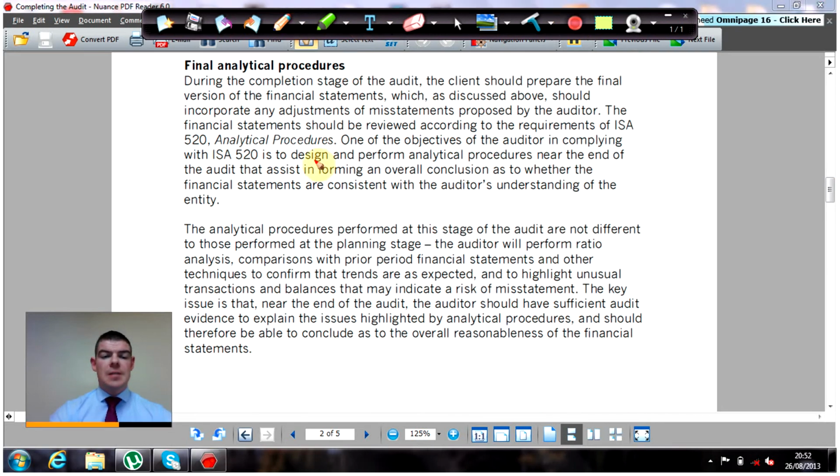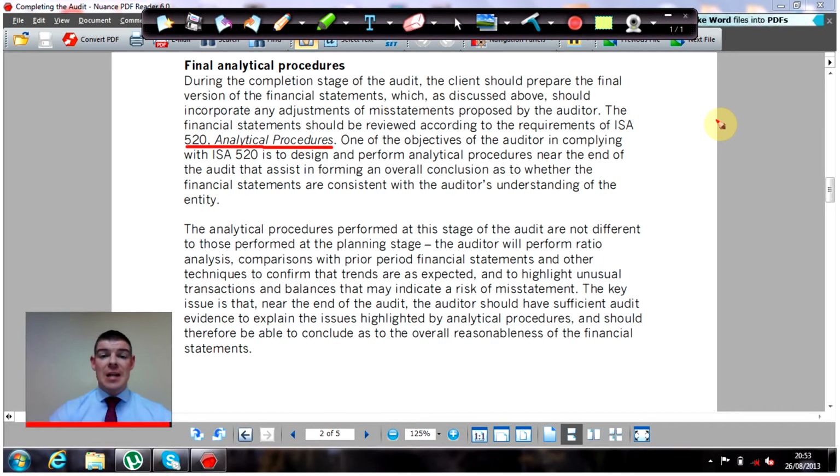Another important ISA is ISA 520, and that's analytical procedures. Analytical procedures are not limited to just the planning stage of the audit. They're very important in terms of the completion stage, where the auditor can analyse trends, they can look at and recalculate ratios, look at variance analysis, and discuss issues with management in order to understand and in order to confirm that the financial statements in the final form are reasonable.